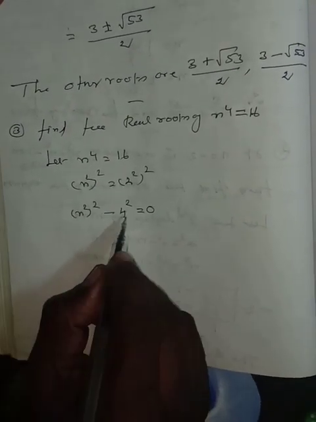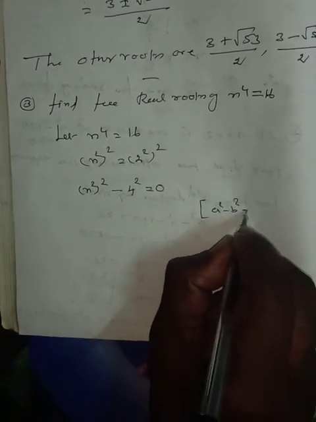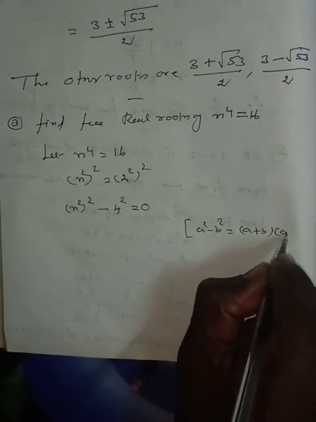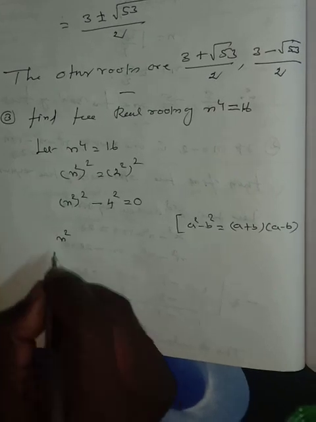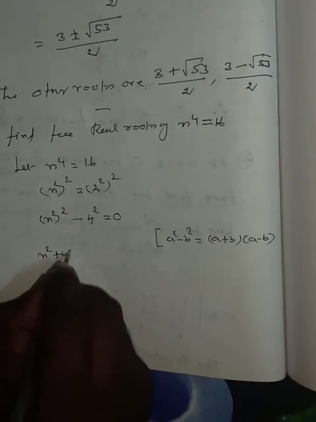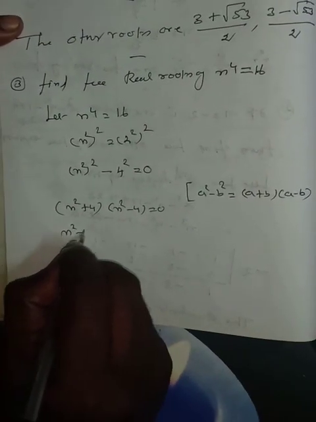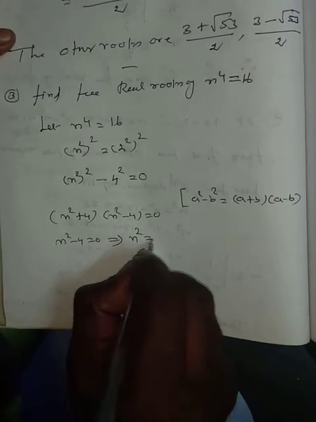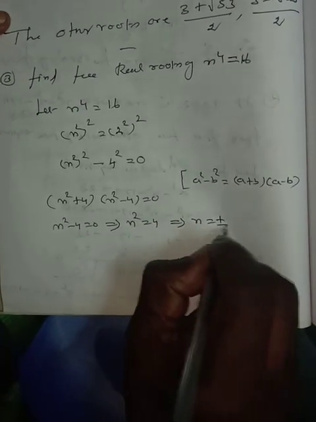This is the a square minus b square method. a square minus b square is equal to a plus b into a minus b. So x square plus 4 into x square minus 4 is equal to 0. x square minus 4 is equal to 0 implies x square is equal to 4, x is equal to plus or minus 2.